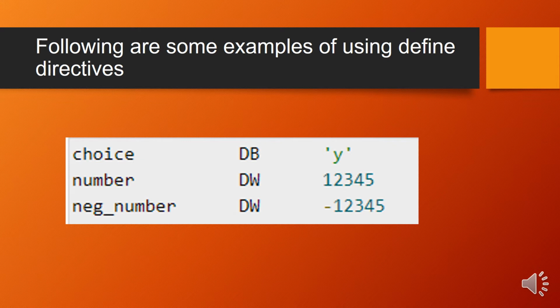Now there is another variable, number, and we have defined that number with the size word. So it is going to allocate 16 bits of memory for the number. 12345 is being initialized for the number variable. Now there is another one, negative number, and we have used define word. It means we are going to allocate 2 bytes of memory for negative number, and the value initialized is -12345.